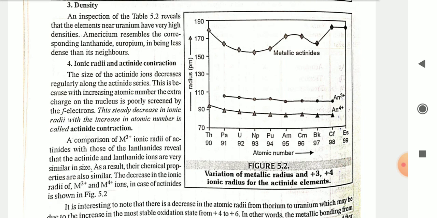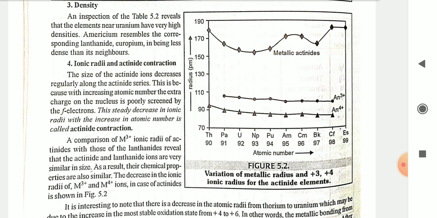Fourth, ionic radii and the actinide contraction. The size of the actinide ion decreases regularly along the actinide series. This is because with increasing atomic number, the extra charge on the nucleus is poorly screened by the f electrons. This steady decrease in ionic radii with increase in atomic number is called actinide contraction.